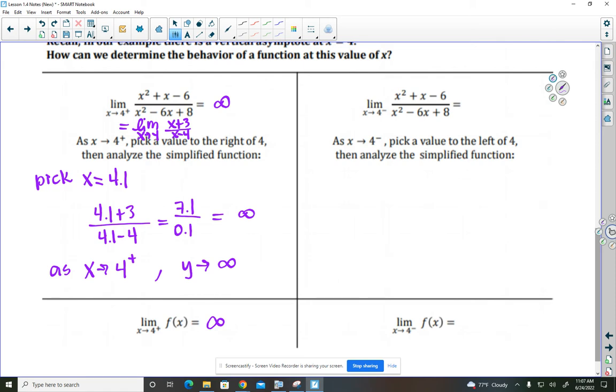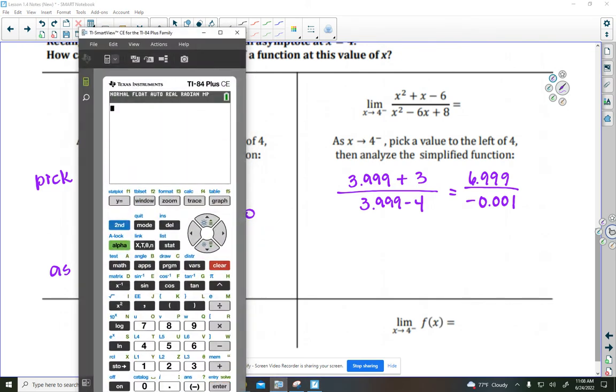Again, evaluating left and right-hand limits, you can actually pick values and test them and use direct substitution in your simplified function to analyze it. If we see it one more time, let's pick a value really close to 4, but this time from the left, like 3.999. If I plug that into my simplified version, my numerator, I was adding 3, and the denominator was that x value minus 4. So I'm getting 6.999 over negative 0.001. Go ahead and divide it. We see we get a really large negative number.